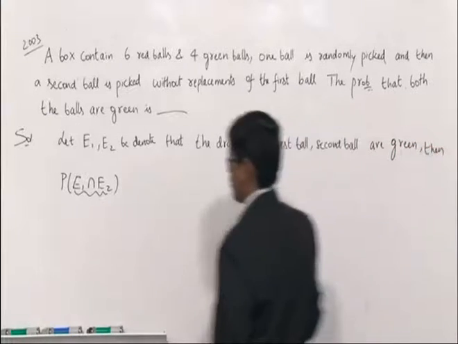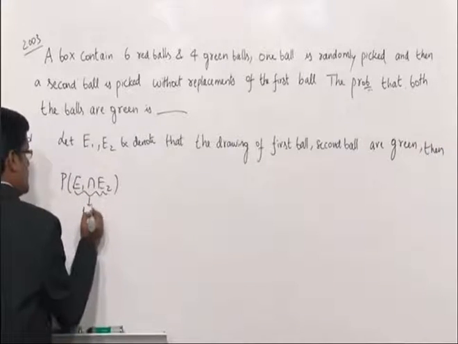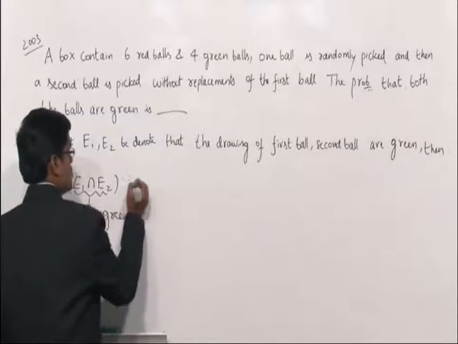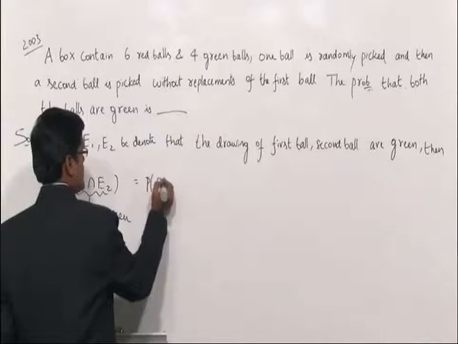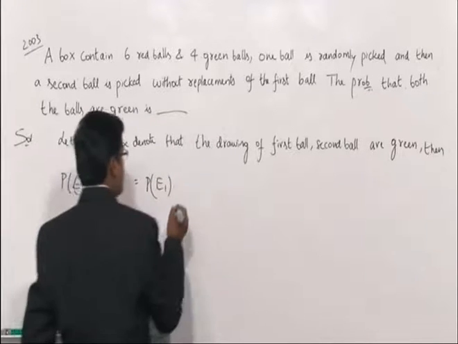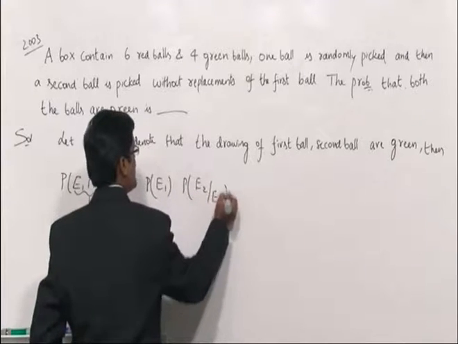Then what is the question asked? Probability of both are green. So this is both green. Because it is without replacement, this is using the multiplication theorem of probability, the compound theorem of probability: P of E1 into P of E2 given E1. What is the meaning of this sentence?